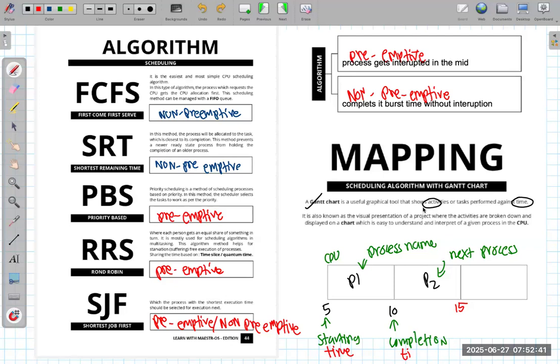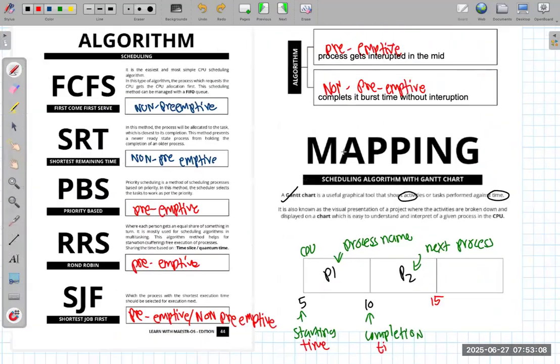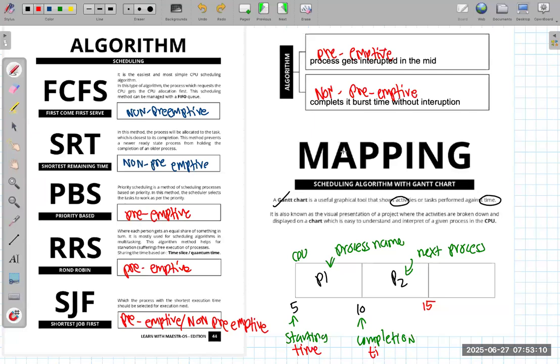We'll do the Gantt chart again. A Gantt chart is basically a chart that describes the process and the time. So when a process is assigned to the CPU from time 5 to time 10, process 1 is allocated. Then the next process. So we will be drawing a diagram, and let's do it for first come, first serve and the other scheduling algorithms one by one.